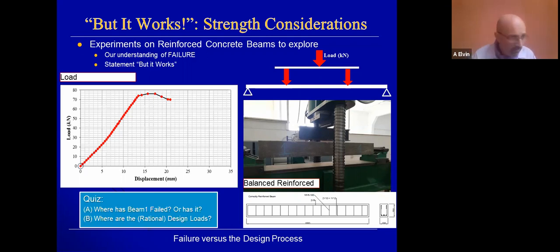Right. So the steps to get to what are the rational design loads maximum would be to look at this reinforcement and use the code, whichever code is applicable, and back figure what your loads are. Let me see if I've done that for you.